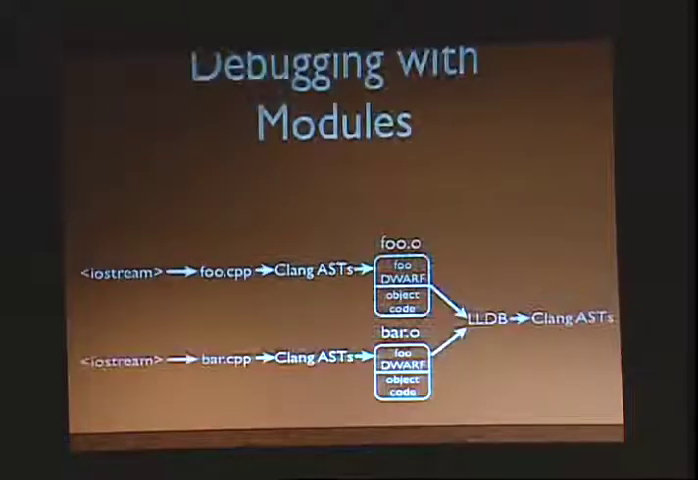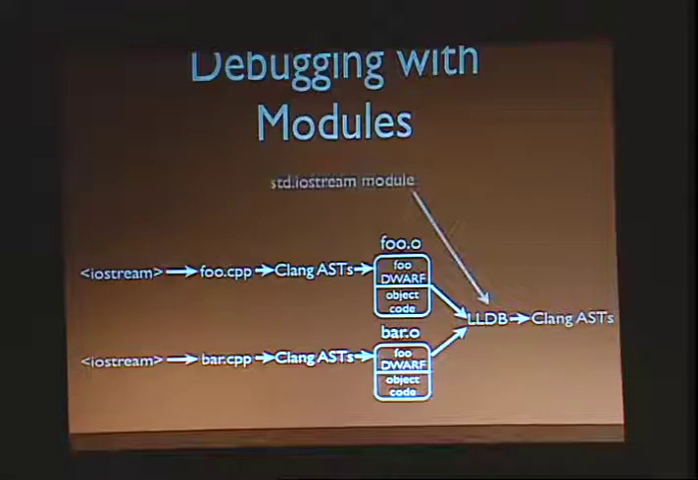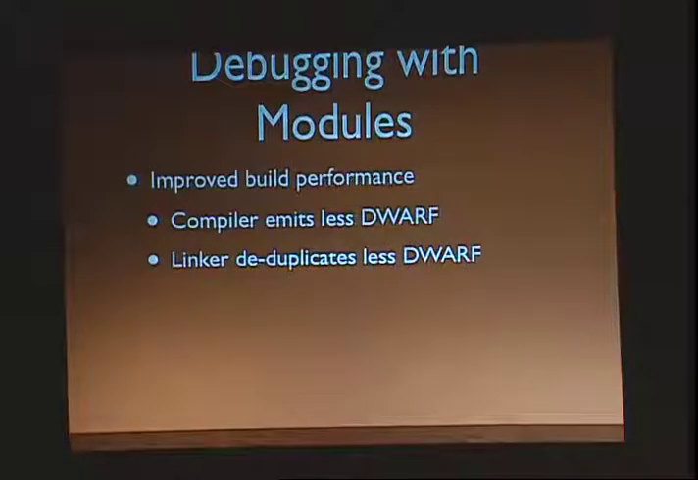What we want to do is use modules to improve this situation. The idea is, don't put IOStream's DWARF in the .o files. Instead, we have, on the side, our IOStream module, which will be there anyway when the compiler builds it, or at least we'll know how to build it in the compiler. And you can just pull that directly into LLDB. Now, when you do this, you see two things. First, we should see improved build performance, because you're no longer emitting all of this excess, redundant DWARF that the linker is going to have to deal with.